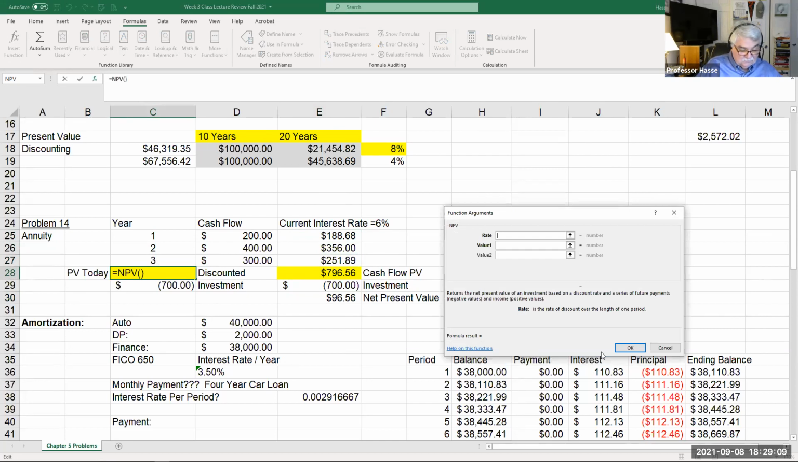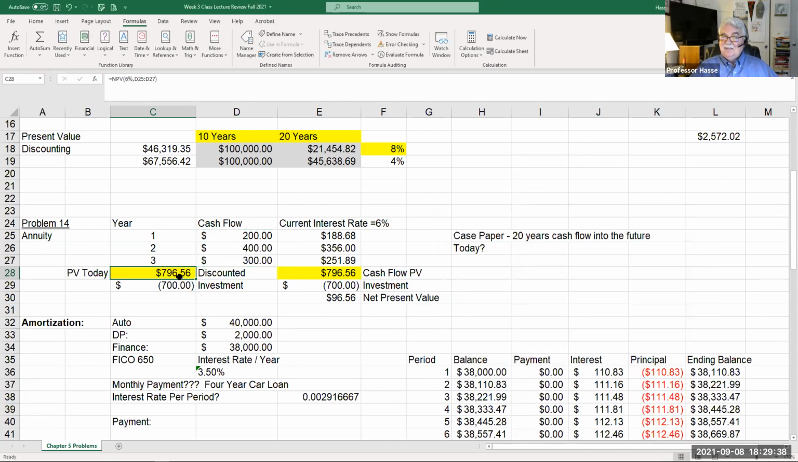You still put in the interest rate of 6%, but now under values, all you have to do is go to your value stream and paint it like I'm doing here. I'm putting the cells down D25 to D27. If I do that and just hit OK, it's going to combine all those numbers into one function. And look what I get. 796.56, the same amount as I did here year by year, but here I did it in one formula.